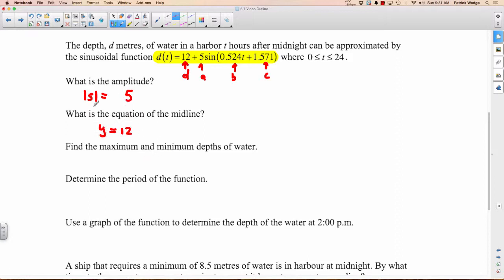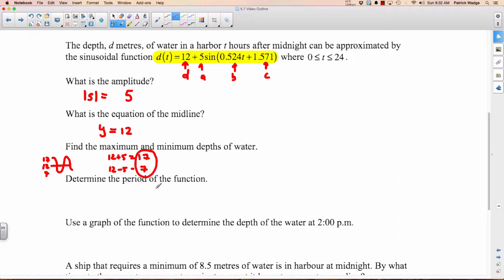Maximum, minimum depths, oh, you can use this information here. If the midline is at 12, here's 12, and the amplitude is 5, it means it goes up 5 and down 5. How high does it go up to? 17. How low does it go down to? 7, right? 12 plus 5 is 17, and 12 minus 5 is 7. So there's your answer, maximum, minimum right there.